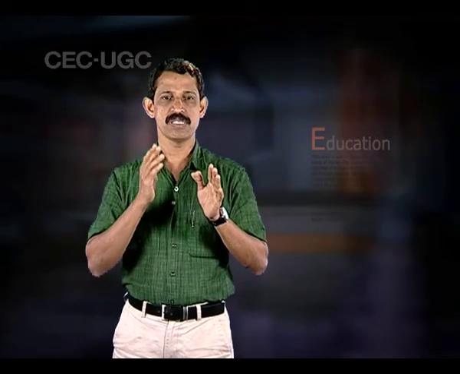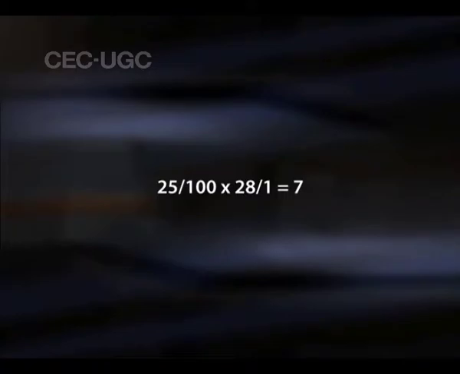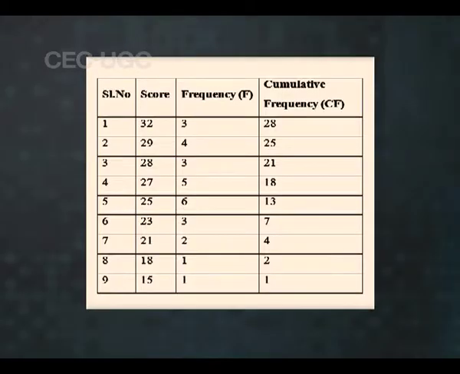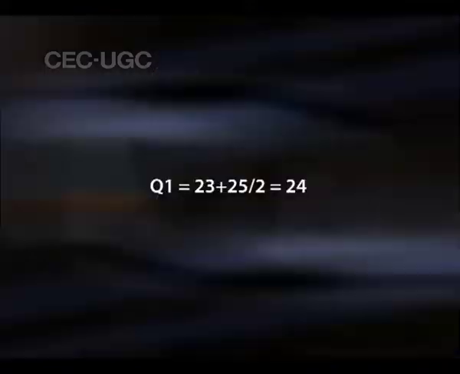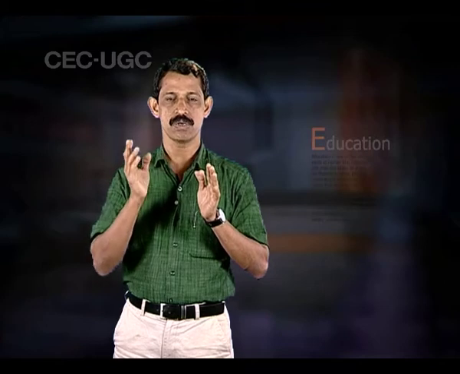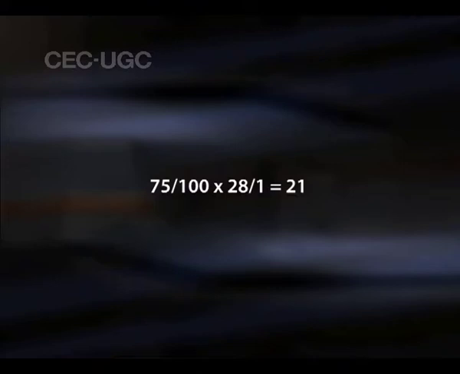Find the 25% or 1/4 of the number of scores, that is 25 divided by 100 into 28 divided by 1, that is 7. Count from below along the frequency column until you get 25% of the cases. This gives Q1. It is between 23 and 25, that is Q1 is equal to 23 plus 25 divided by 2, that is 24. Find 75% or 3/4 of the scores, that is 75 divided by 100 into 28 divided by 1, that is 21.